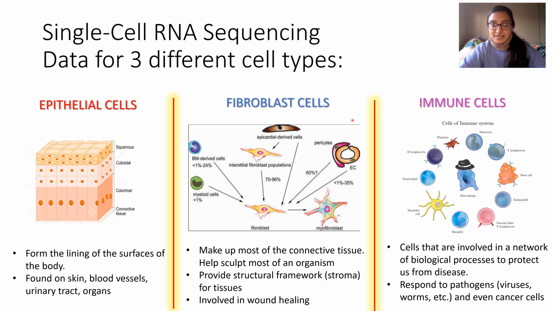Then the fibroblast cells, they make up most of the connective tissue. They help sculpt most of an organism, provide a structural framework like stroma for tissues, and are involved in wound healing.